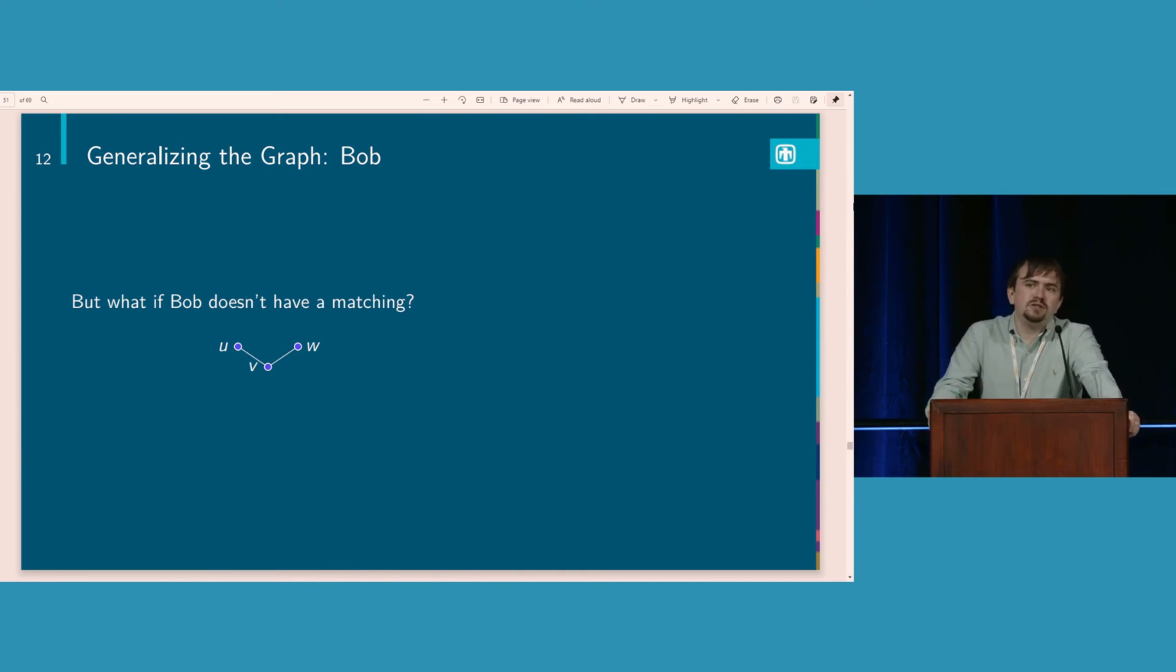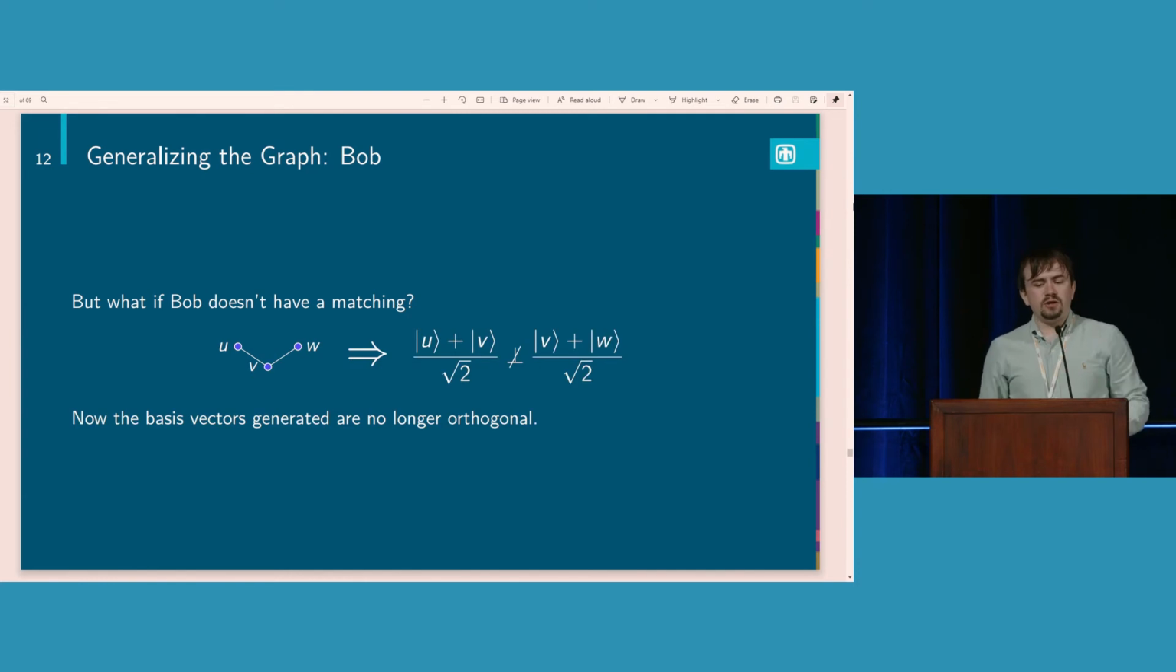Now we're already in trouble because our protocol is asking Bob to add, so if we have these edges uv and vw, our protocol is asking him to add u plus v and v plus w to his measurement basis. And these, of course, aren't orthogonal vectors, so he's not going to be able to perform the measurement that we wanted him to perform. So we're going to have to find some way to get around this problem.